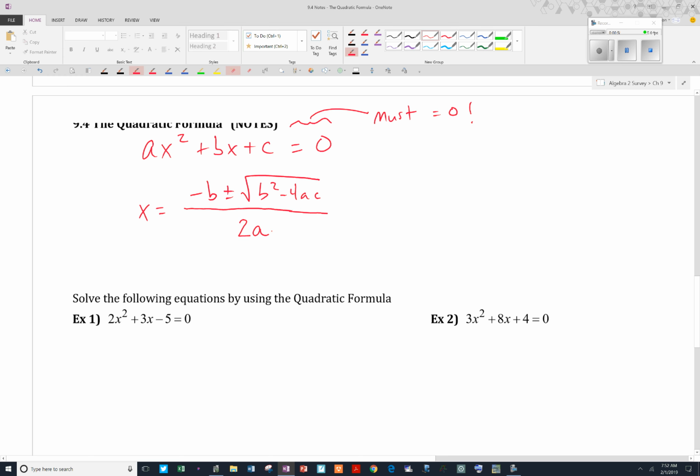I'm not asking you to memorize that. That is something that you'll be given on your quiz. We'll either have it up on the board or it'll be on the quiz. You just need to know how to use it and how to simplify it, how to put the values in and how to simplify it.